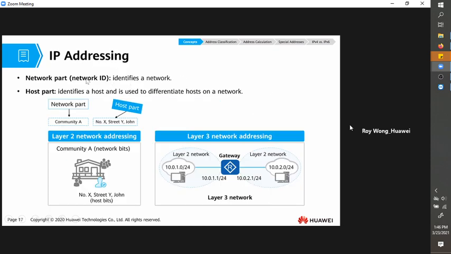And the next, the network part identify a network. Host part identify the host, used to differentiate host on the network. On the layer 2 addressing, the community A is a network B. Number X straight 1 and then followed by the persons. Okay, tapi ini saya tak boleh tunjuk di dalam ESP. The layer 3 network addressing.